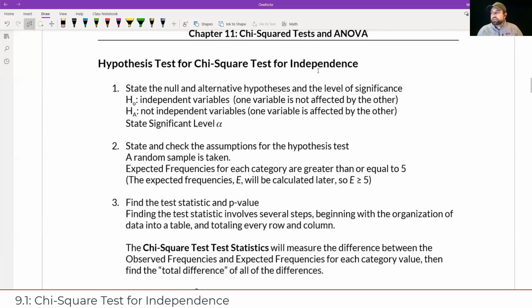So how do you set up the experiment? First, state your null hypothesis: the variables are independent. Our alternative is that they are not independent, that they're dependent. Make sure that we have a random sample taken and that all the expected frequencies are greater than or equal to 5. So all of your expected frequencies have to be at least 5.